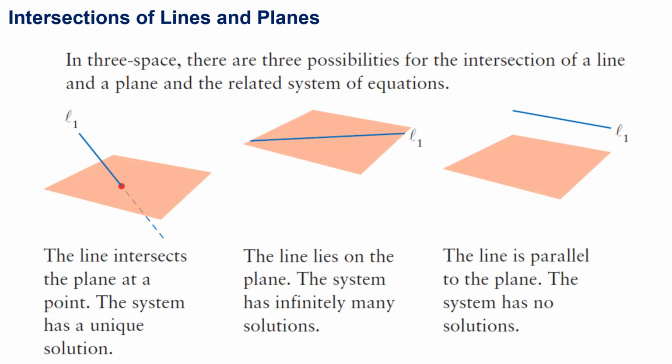The second possibility is the line could lie on the plane. Then the system has infinitely many solutions. Third, the line is parallel to that plane. Accordingly, the system has no solutions, which is shown on the graph on the right. So these are the 3 possibilities for the intersection of a line and a plane. I'll give you a minute to have a look at these concepts here, and then we'll have a look at some examples, okay?